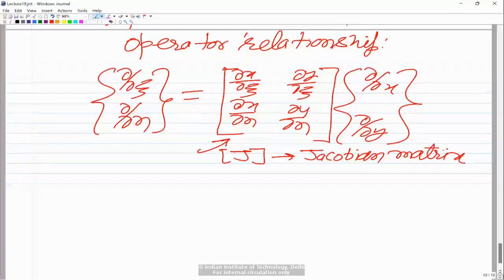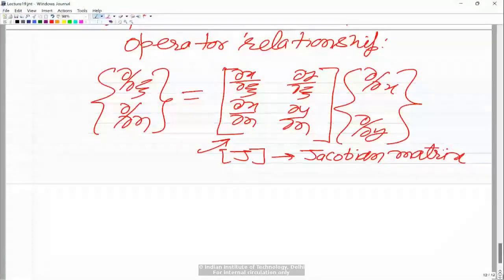Now what we are able to do is write the derivative with respect to xi and eta in terms of the derivative with respect to x and y, but we want just the reverse of this. Why the reverse? Because our shape functions are in terms of xi and eta, so we can easily get their derivative with respect to xi and eta, but we want their derivative with respect to x and y. So we need to express the derivative operators del by del x and del by del y in terms of xi and eta. So we need to take an inverse relationship.